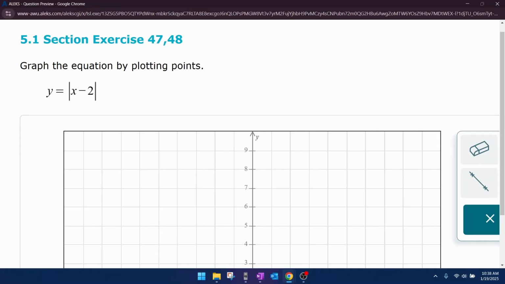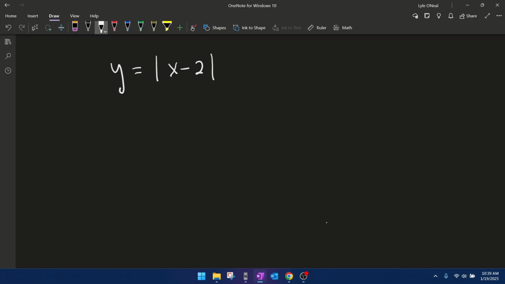Question number 8 from our college algebra homework number 1 in ALEKS. They want us to graph the equation by plotting points. Notice that the equation they gave me is an absolute value equation. So if someone said classify this equation, you would say, well, it's an absolute value equation. It has an absolute value, which means you automatically know the shape of the graph. Just remember that V is for value. Absolute value makes a V.